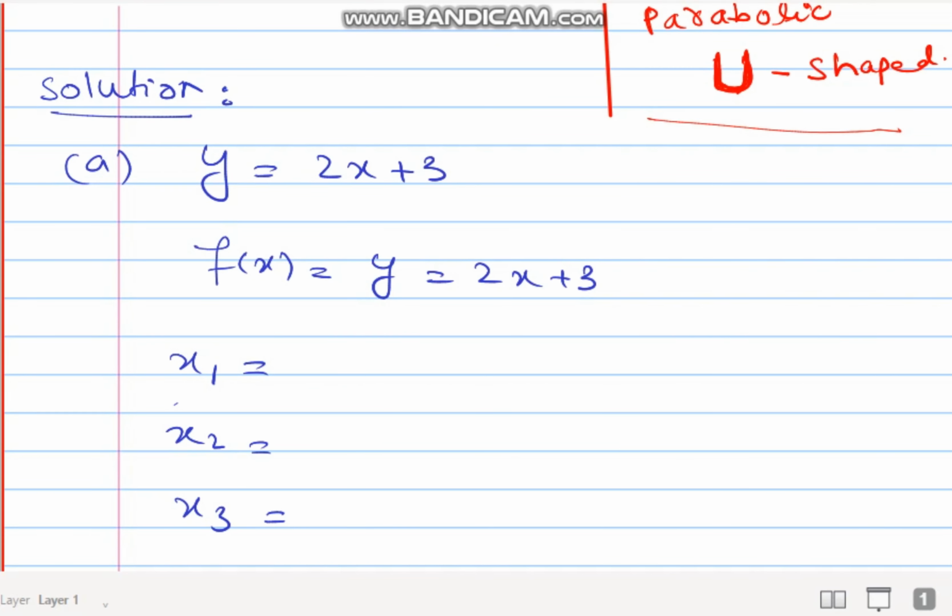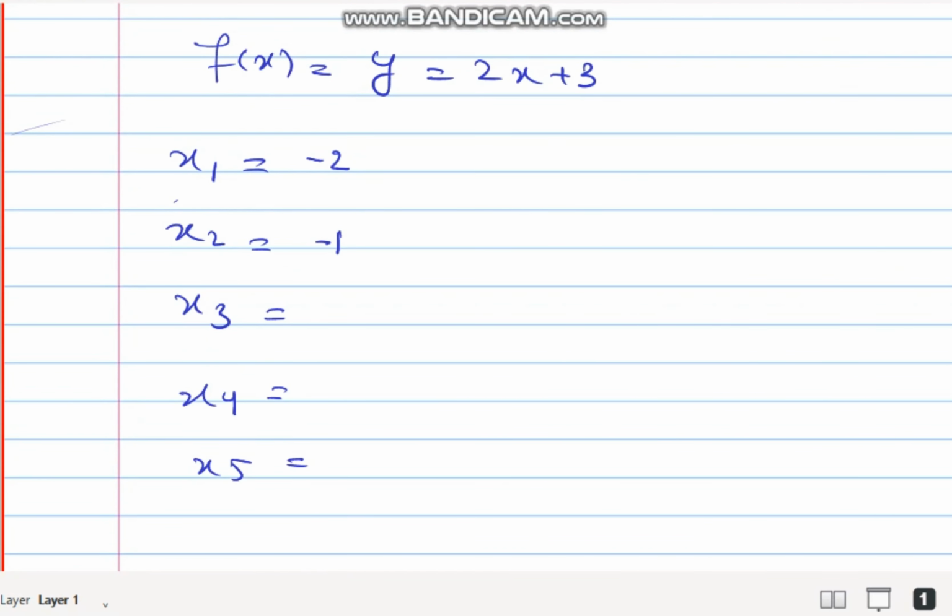First of all, remember a few points to graph a function. First of all, take some nodes like x1, x2, x3, so assume these points yourself. For example, I will take x1 equal to -2, x2 equal to -1, and always take the points in sequence. These are in sequence.